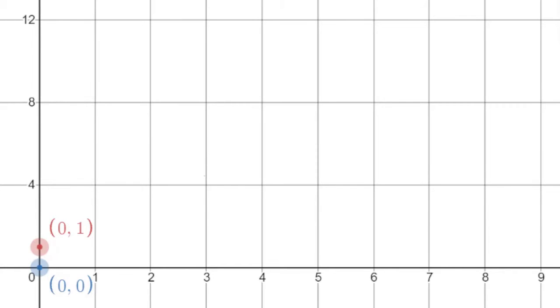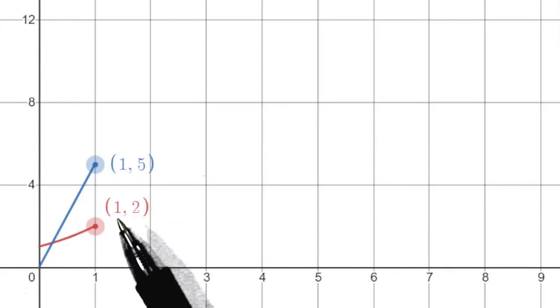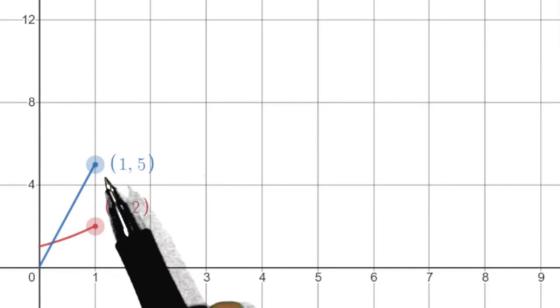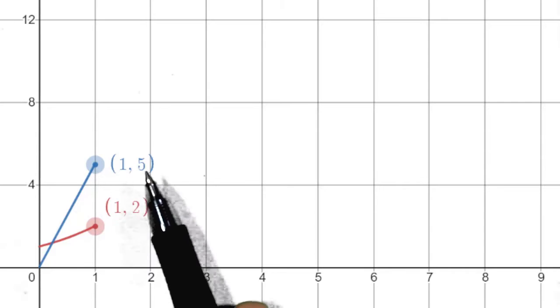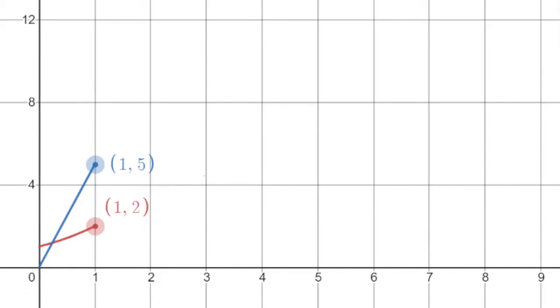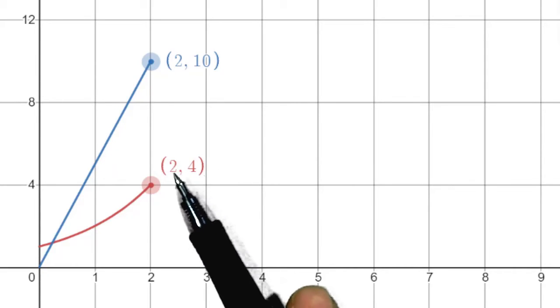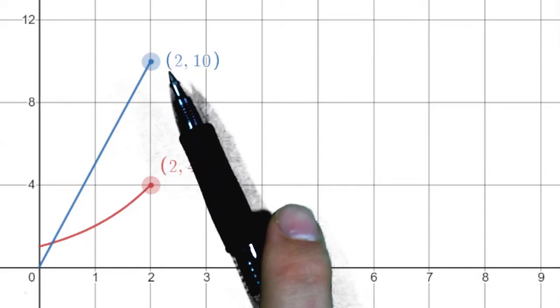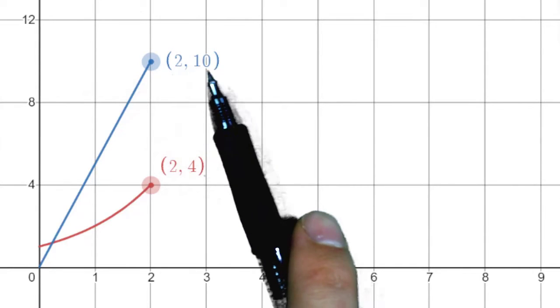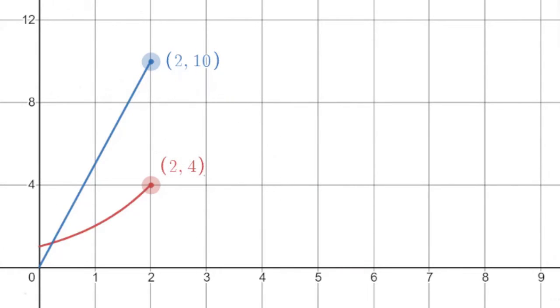And as we increase time, so let's make time equal to 1, we see that the amount of bacteria has doubled, so now we have 2 bacteria. And the number of bubbles has increased by 5, so now we have 5 bubbles. If I increase time again, the number of bacteria have doubled again, so now we have 4. So at time 2, we have 4 bacteria. And at time 2, the number of bubbles has increased by 5 again, so we have 10 bubbles.